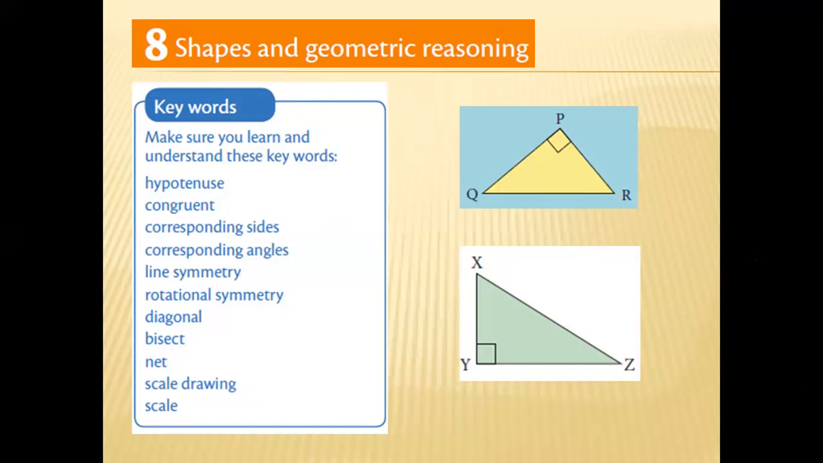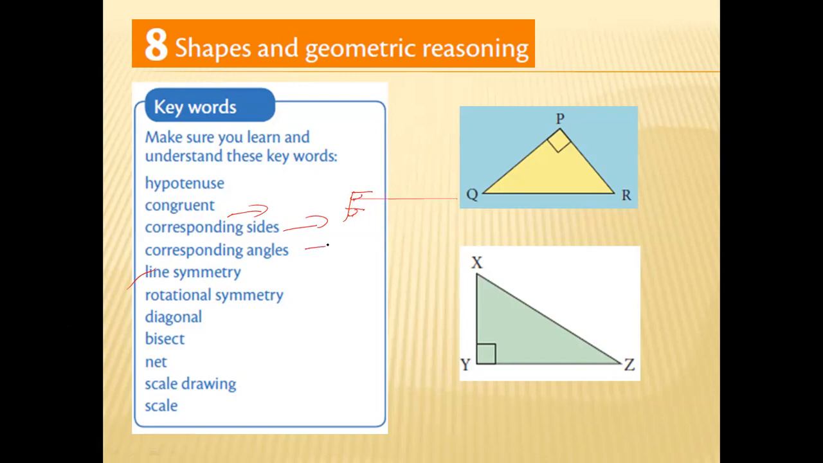Hypotenuse. You can check with your dictionaries. The first word is hypotenuse, and the second one is congruent. Corresponding sides, we learned in past lessons, corresponding sides, corresponding angles. If you remember the letter F, these angles correspond to each other, and their angle degrees are the same, equal to each other.